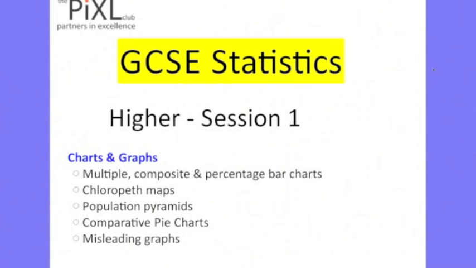Welcome to the GCSE Statistics Higher Session 1. This session is focused on charts and graphs and consists of 5 subsections: multiple, composite and percentage bar charts, choropleth maps, population pyramids, comparative pie charts and misleading graphs.